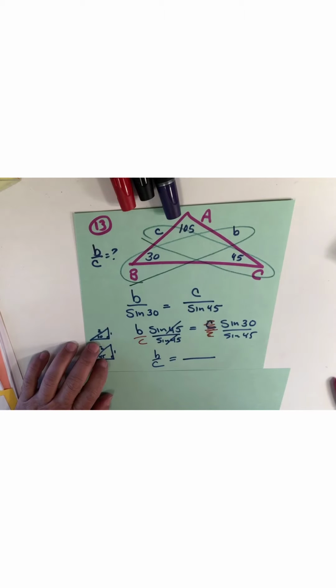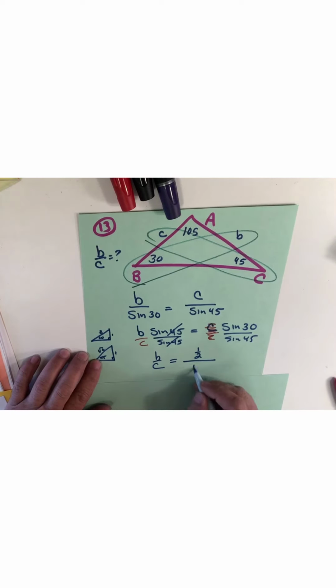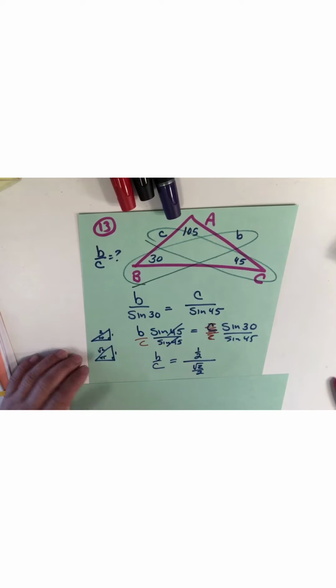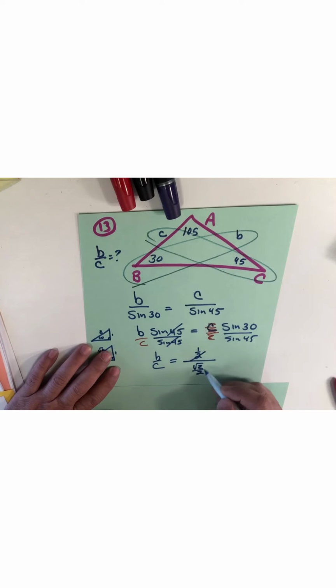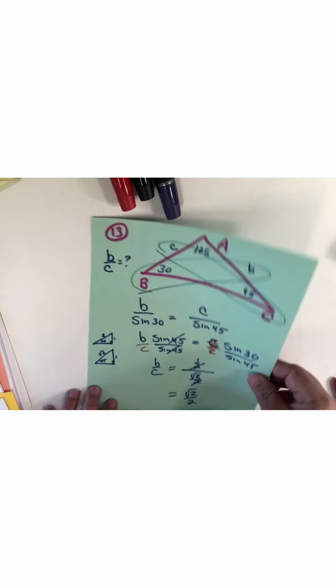The sine of 30, if you look at your chart or the triangle, is 1/2. And the sine of 45 is 1 over radical 2, which is radical 2 over 2. The 2's cancel, and so therefore, when you have 1 over radical 2, you know that it ends up with radical 2 over 2.